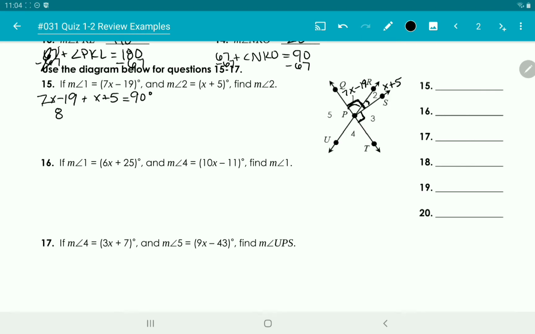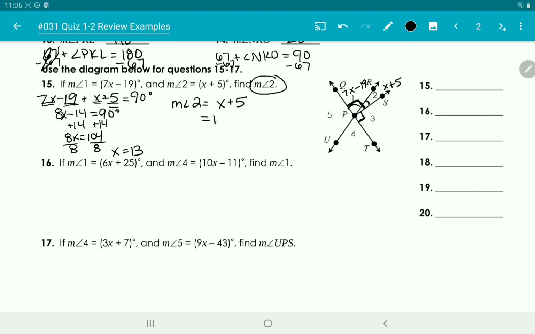So it gives us 8x if you add those, and then minus 19 plus 5 is going to give us minus 14. Sorry, I forgot the x, equals 90 degrees. Then if we add the 14 to the other side, it gives us 8x equals 104. And if we divide by 8, x is going to be equal to 13. But it's not asking us what x is, it's asking us the measure of angle 2, which is x plus 5. So we just take this 13, and we add 5 to it, which is going to give us 18 degrees. So for number 15, the measure of angle 2 is 18 degrees.